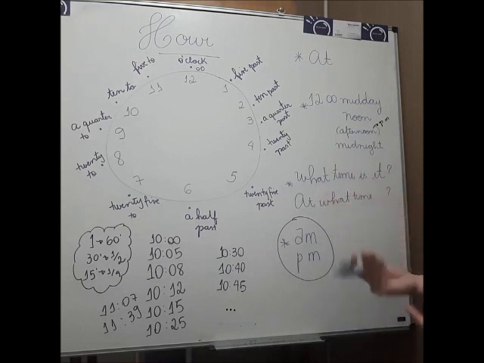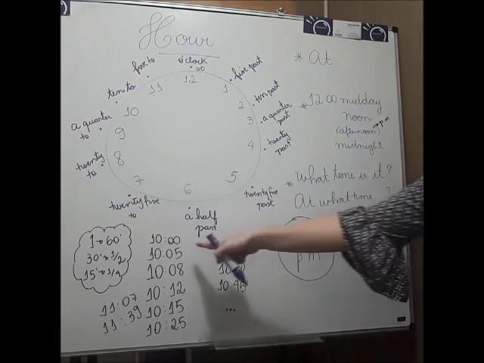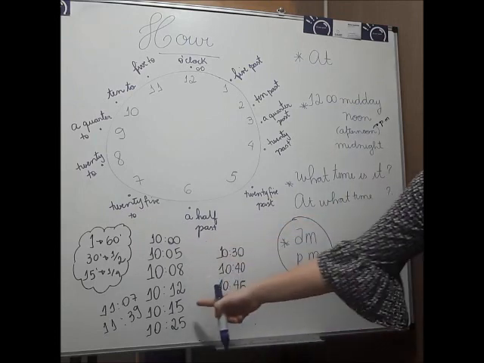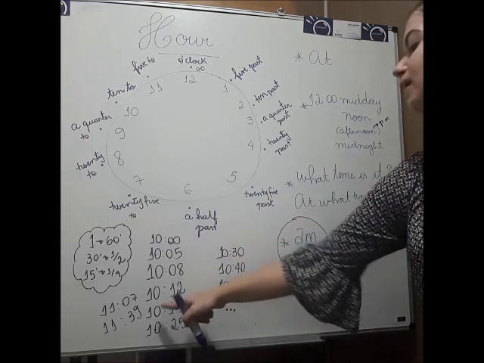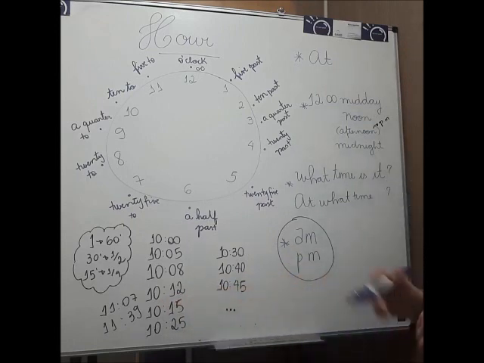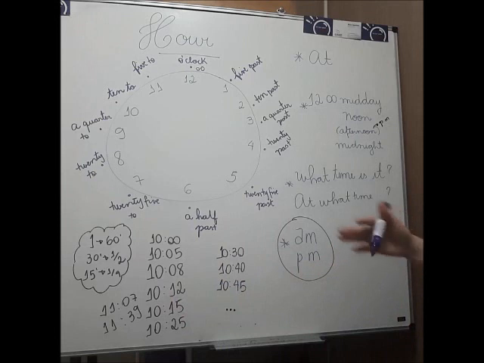You can ask, what time is it? What time is it? 10 o'clock. What time is it? 10:15. And at what time will we go to the supermarket? At what time are you leaving? When you want some specific time, when you want information about some specific time.